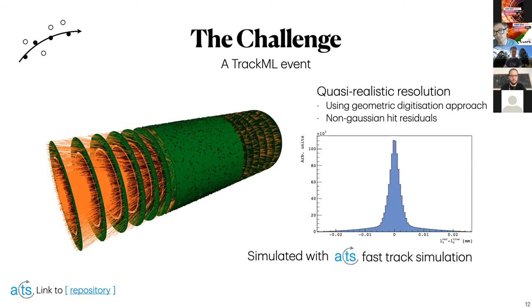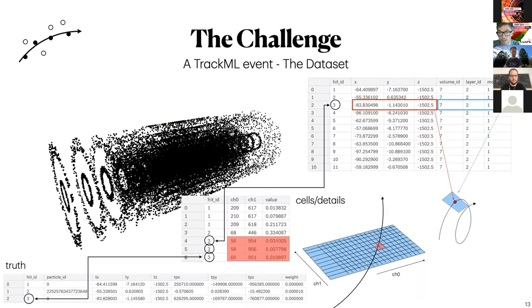We quasi-realistically digitized this by using a geometric approach so that you had non-Gaussian hit residuals. You see some examples for the pixels there, just to make it not a toy example to solve. And this we prepared into a data set in CSV format in order to allow people from entirely outside the field to digest this. So this is just some structure. You would have all the hits labeled. You will have details about the hits.